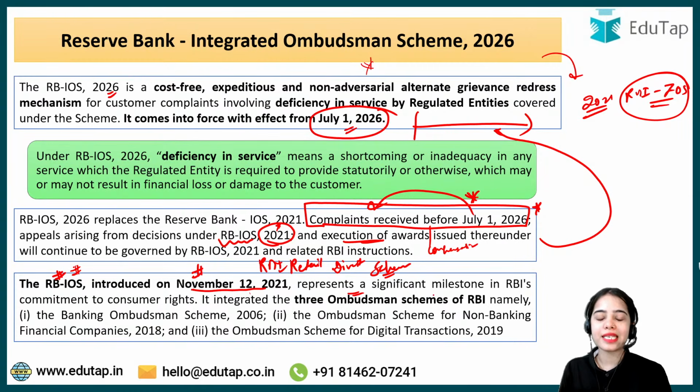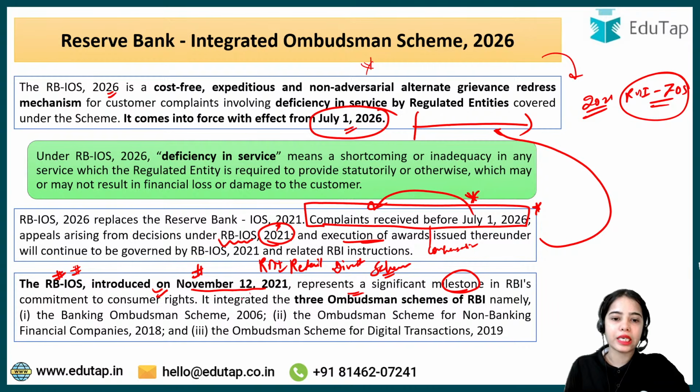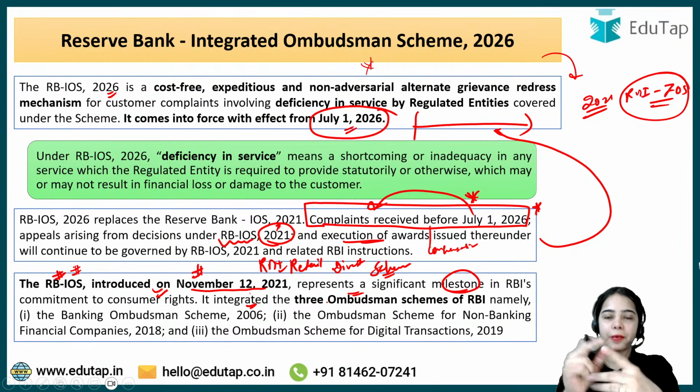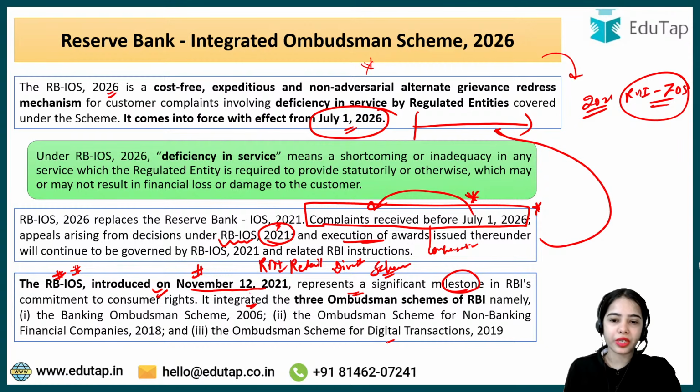It represents a significant milestone in RBI's commitment to consumer rights, to handle consumer complaints and resolve consumer grievances. It integrated three ombudsman schemes, because there were different ones: the banking ombudsman, the ombudsman for NBFCs, and the ombudsman for digital transactions. So all these different ombudsmans were brought together under the Integrated Ombudsman Scheme. Okay, so that was the idea.